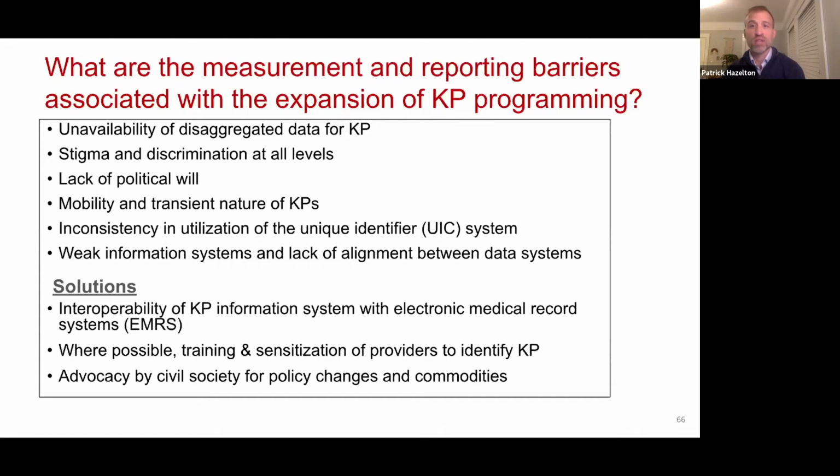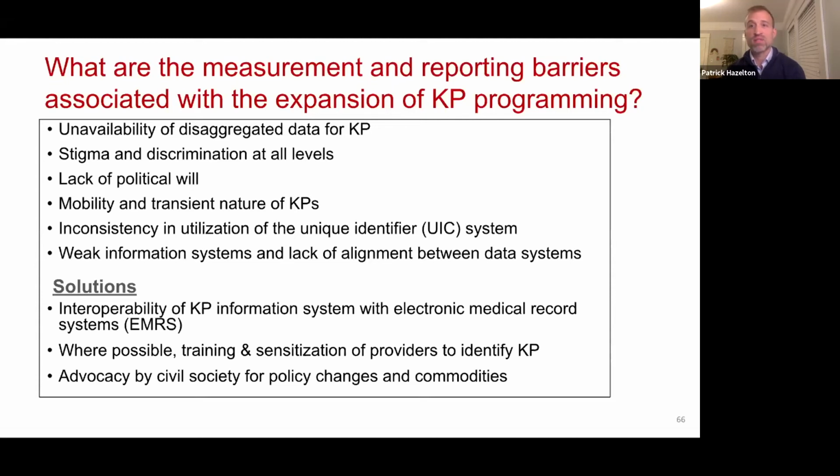The lack of unique identifiers is also a challenge, and the lack of integration of KP information systems within national health systems are all challenges. But again, we do have some really strong examples from the field of KP information systems being integrated into EMRs. The national DHIS2 e-tracker system that EPIC has deployed in a number of countries, and now local partners are also using, is another way to have better electronic tracking of KP and increasingly track into national systems.